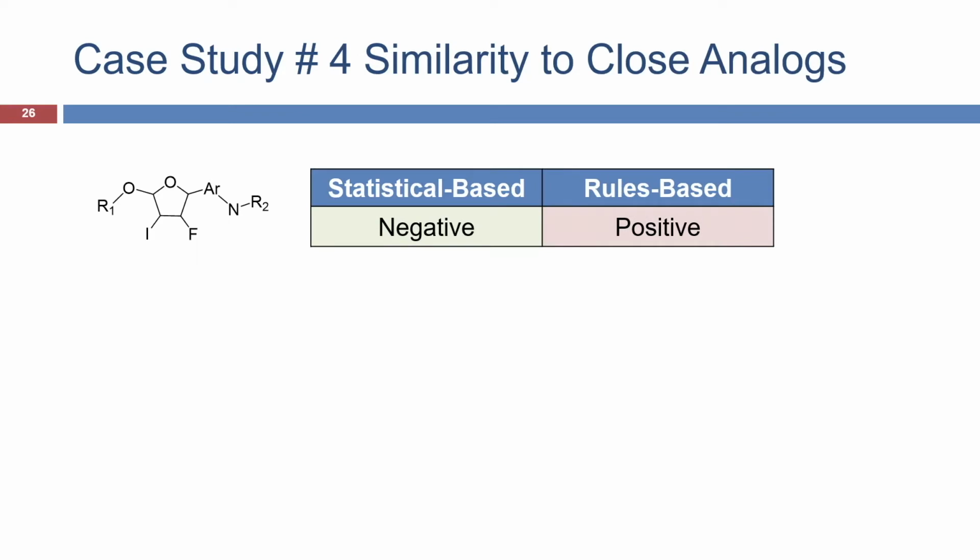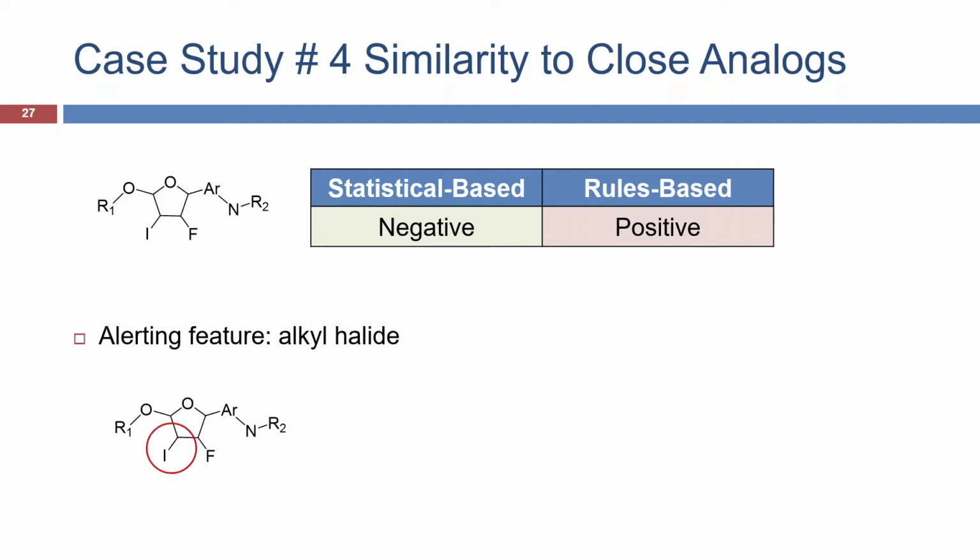In case 4, again, we have a conflicting result from the statistical and the rules-based. I want to illustrate here that a similarity with a different compound can be useful. The alerting feature in this case was that alkyl halide in the rules-based model.